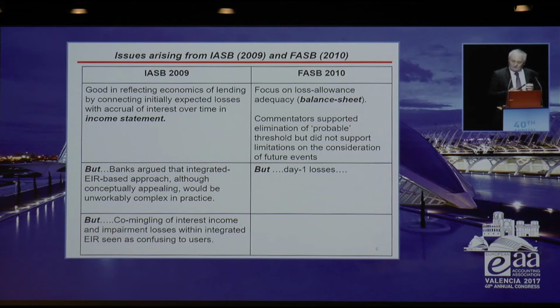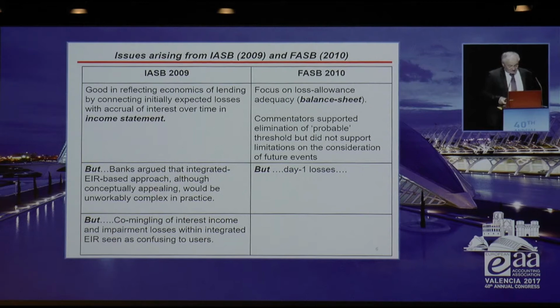The IASB model was seen as being conceptually pure, but very difficult to implement. The integration of credit losses and interest was, or so the preparers, the banks, said, very difficult to implement. And also the argument was that mixing up interest and credit losses would confuse investors. The FASB model was criticised quite a lot for day one losses, the day one losses I just referred to.